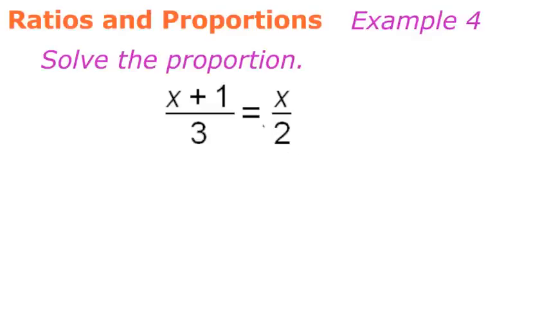Using the cross products, we're going to have to go 2 times x plus 1. Notice when I said that, I went like I put a set of parentheses in, but I didn't. But when I write the cross product down, I'm going to put parentheses in. So that'd be 2 times the quantity x plus 1. That's the one cross product. The other cross product is 3 times x.